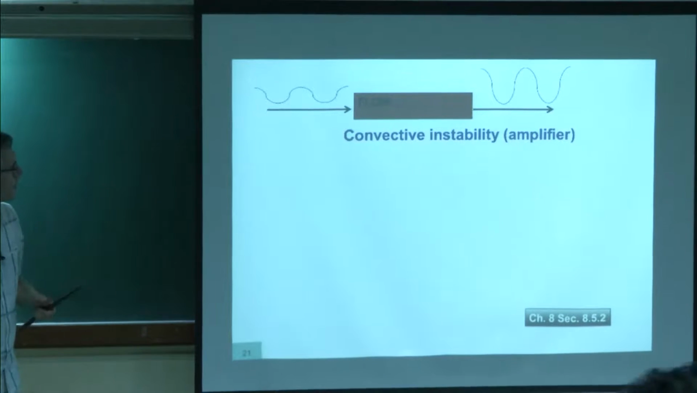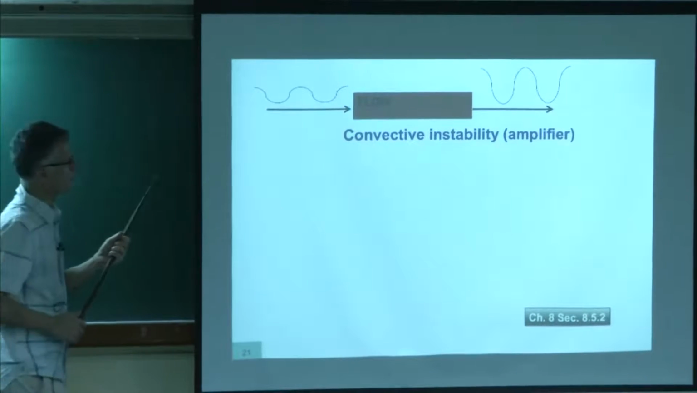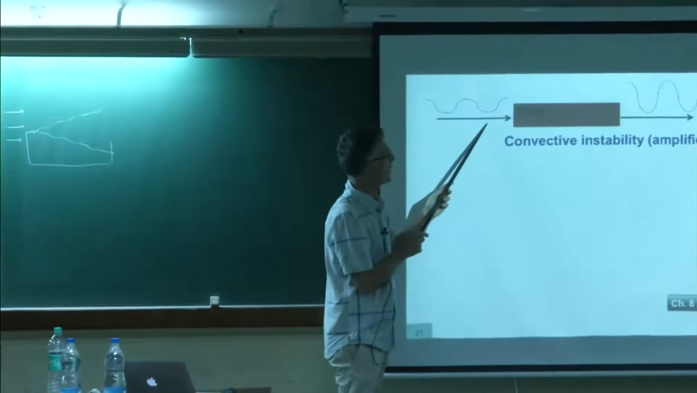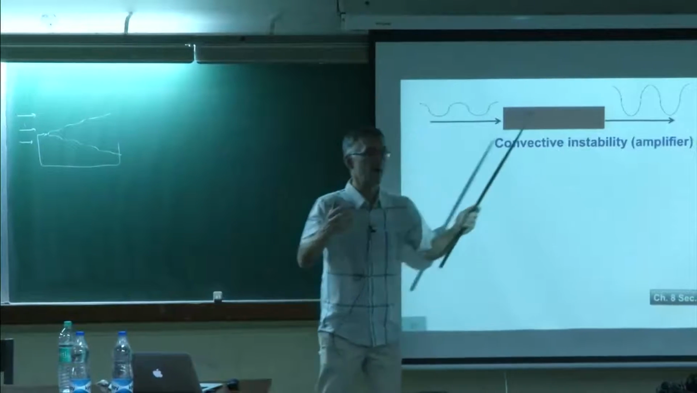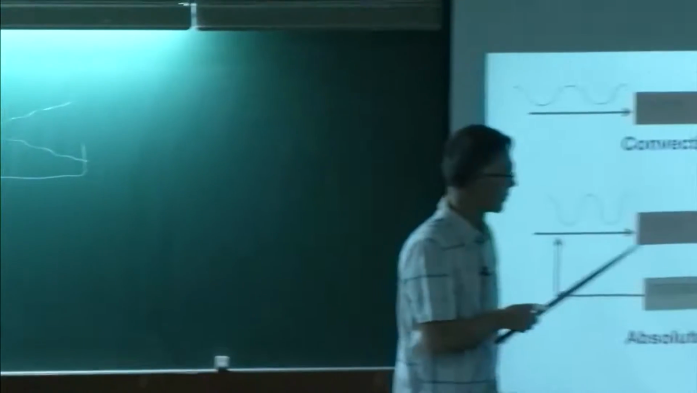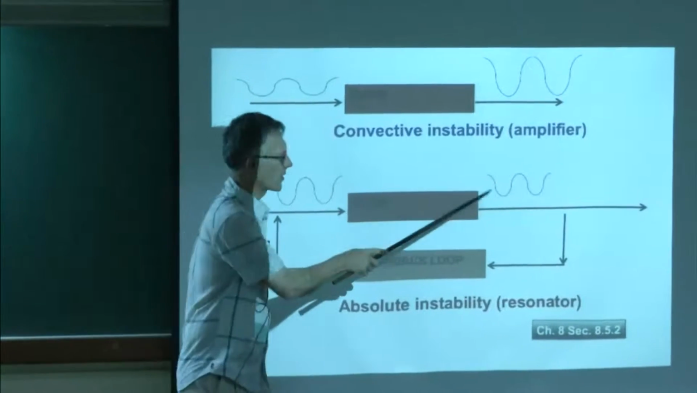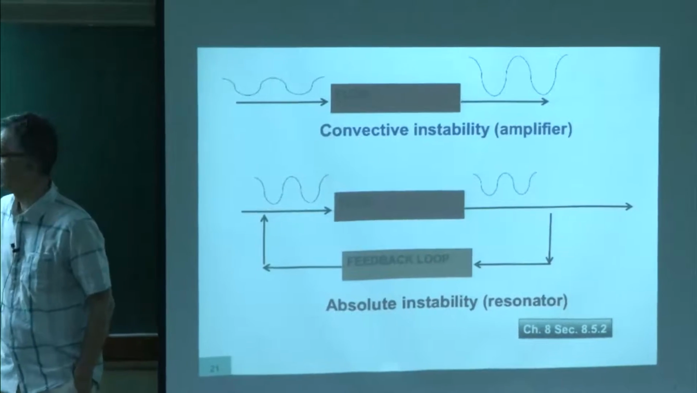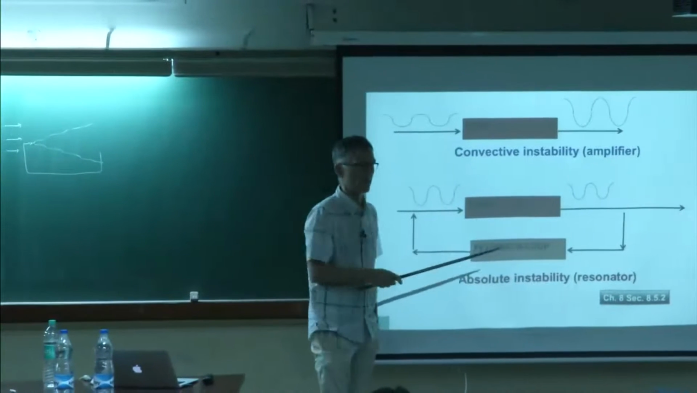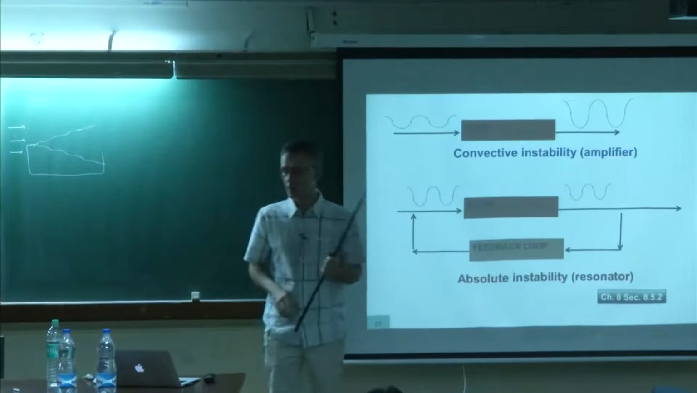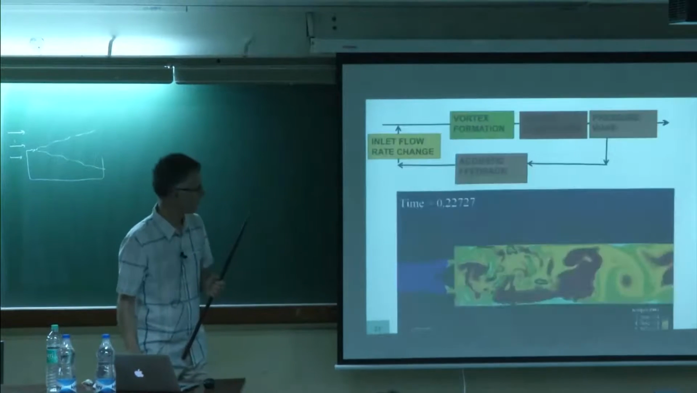So, from a control theory viewpoint, it really means that a convective instability is an amplifier. You put a perturbation 1 at the inlet, you get a perturbation 2 or 1/2 at the outlet, while the absolute instability actually has a feedback loop. So you make a perturbation at the inlet, it goes out, but when it goes out, it sends something back by this loop here. And this loop, this system, as you know from control theory, can become unstable. And this is what we have when we do combustion instabilities.